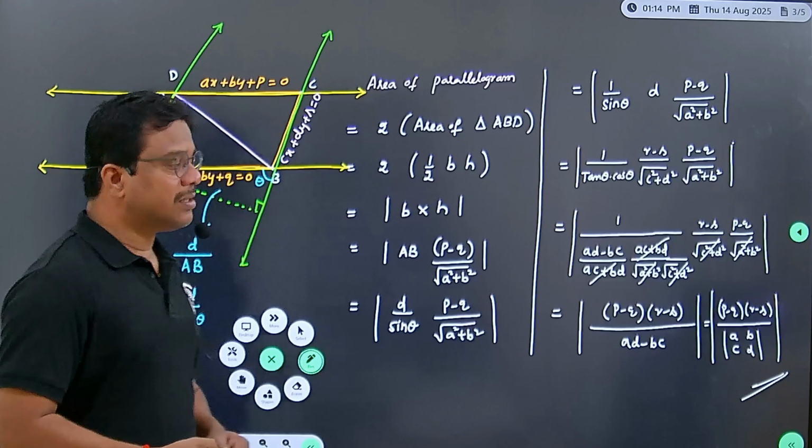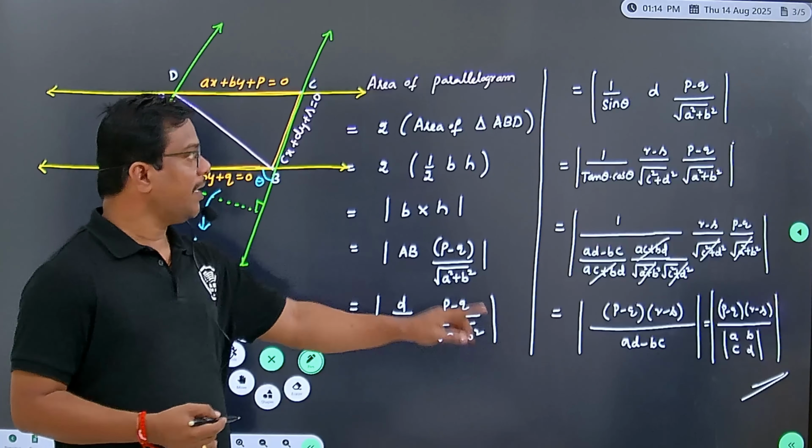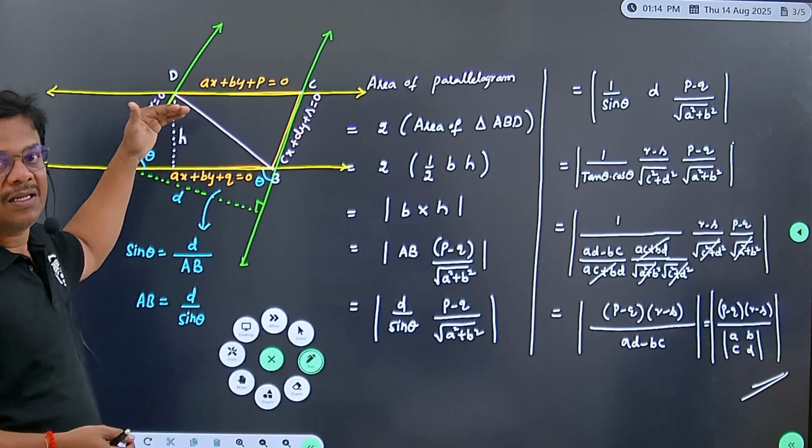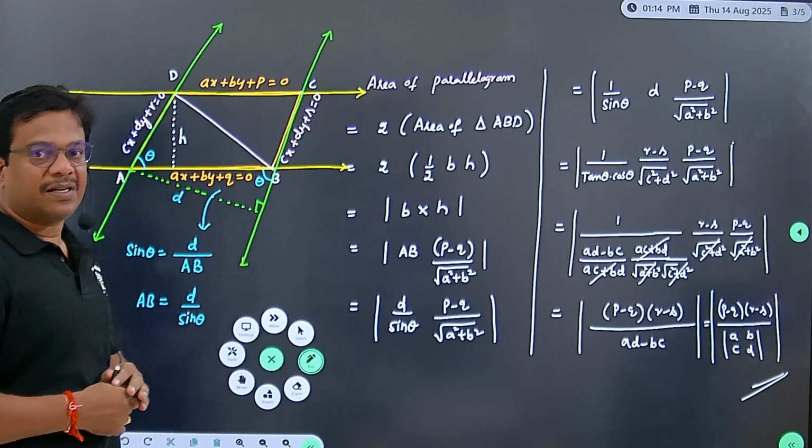So this is the formula to find the area of a parallelogram when the equations of the sides are given.